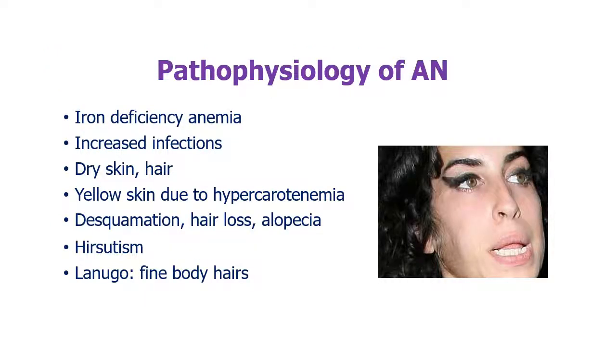And lastly, these patients will also have some iron deficiency anemia, of course. They're more prone to infections, and they may also see some other abnormal physical characteristics, and I'm not 100% sure, but I think these are related to the dysregulation in the sex hormones. So things like hirsutism, alopecia, yellowing of the skin, as well as lanugo.